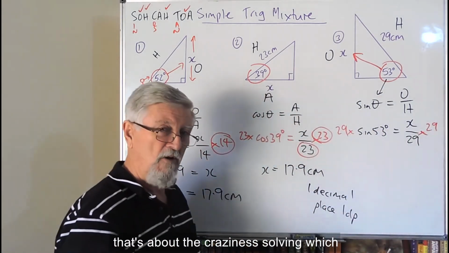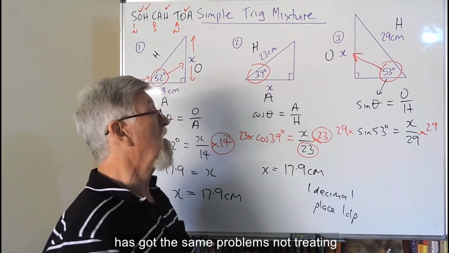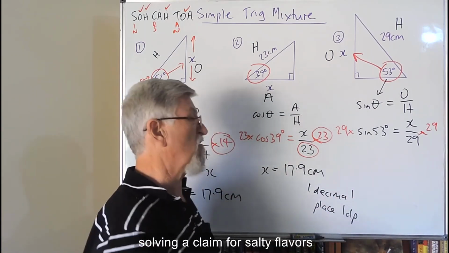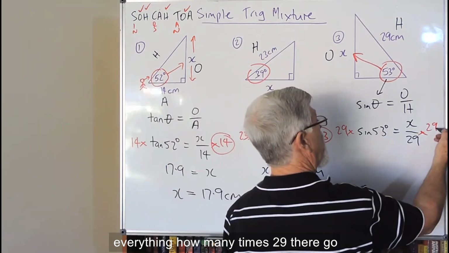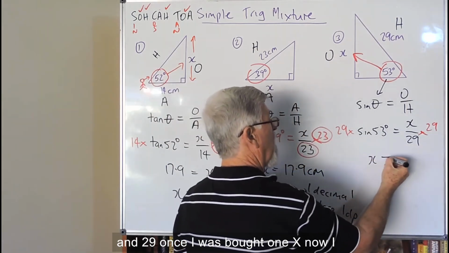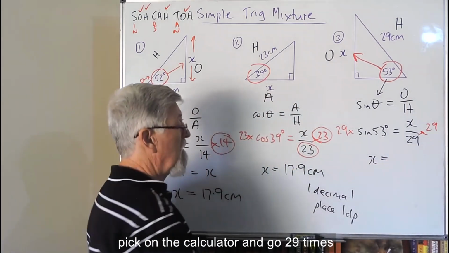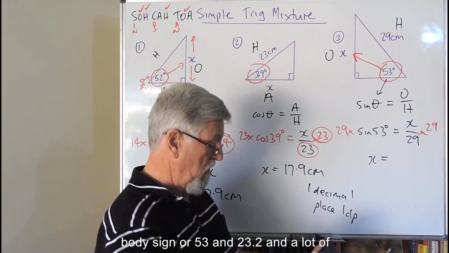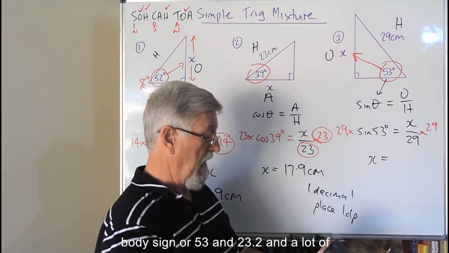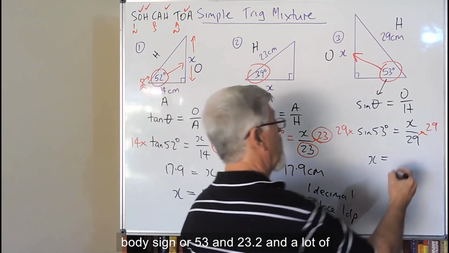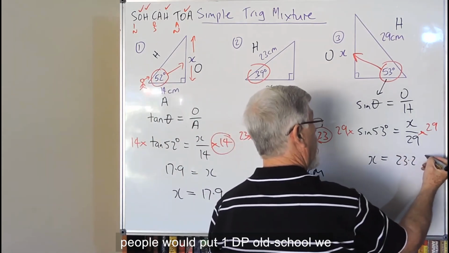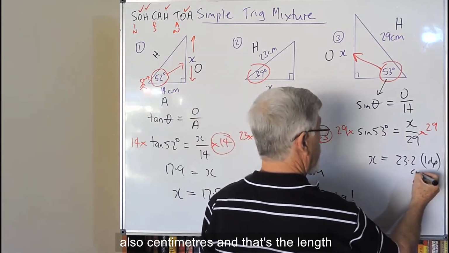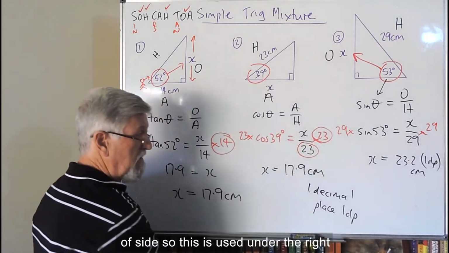That's about equation solving, which has its own problems, not trigonometry. So in the middle of trigonometry, we're solving equations. We'll solve equations everywhere. 29 into 29 goes once, so I can just put 1x. Then I pick up my calculator and go 29 times the sine of 53. And I get 23.2. A lot of people would put 1 dp. Old school, we used to write that in, and then we put that it was also centimetres. And that's the length of the side.